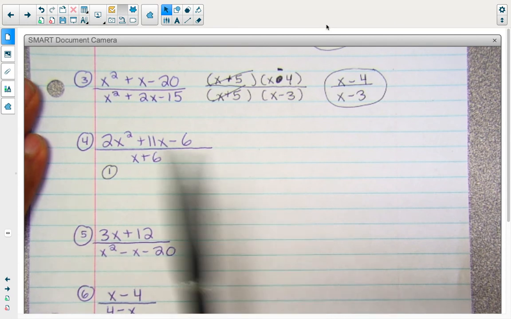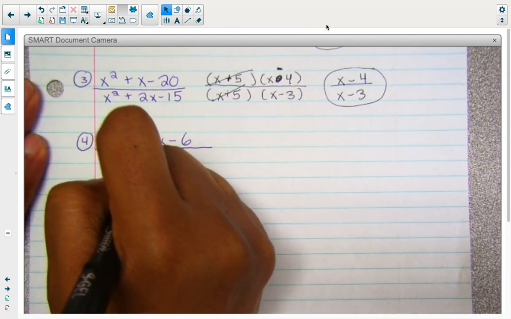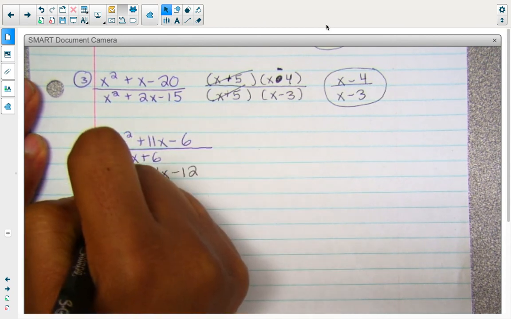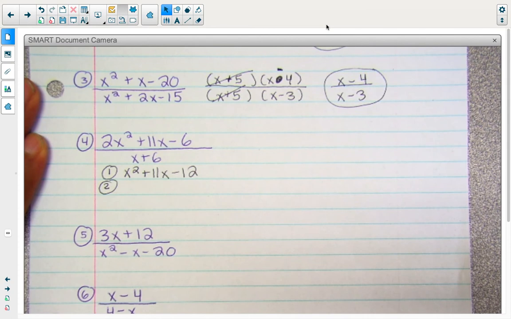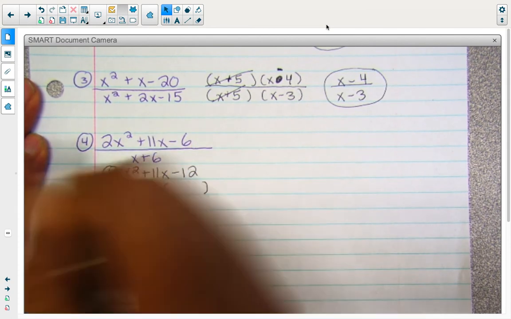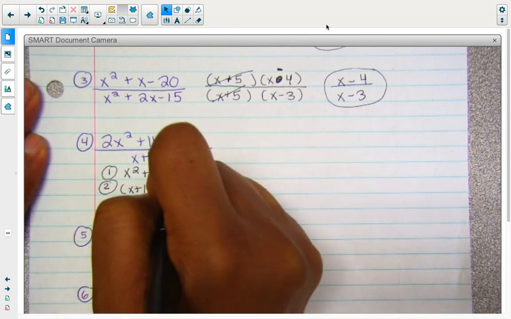So the four-step method: multiply the first and the last number. Okay, step 2, we're going to factor like normal. So we'll set up our parentheses. Two numbers that multiply to give me negative 12, add to give me positive 11.